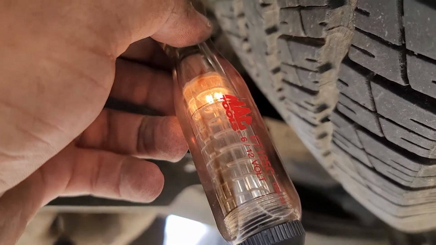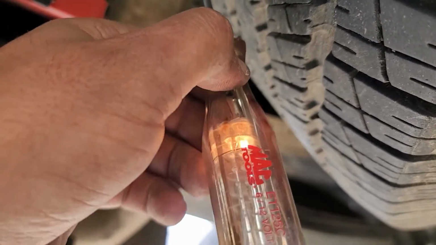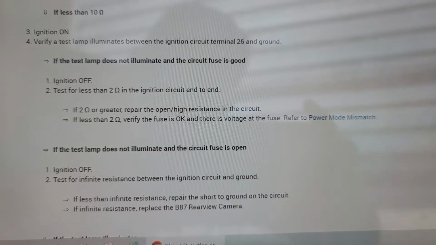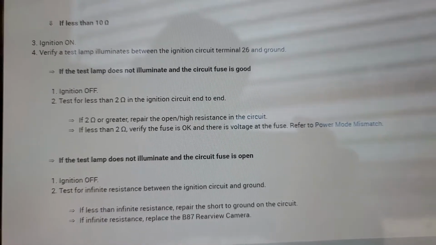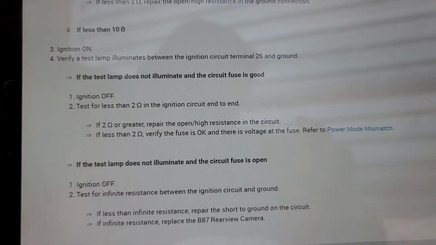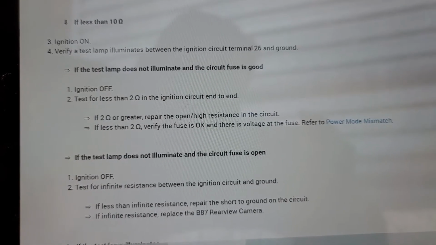My light is good between ground and pin 26. It says verify test lamp illuminates between the ignition circuit 26 and ground. If the test light does not illuminate, it's not my case, but I'm going to leave it for you guys.